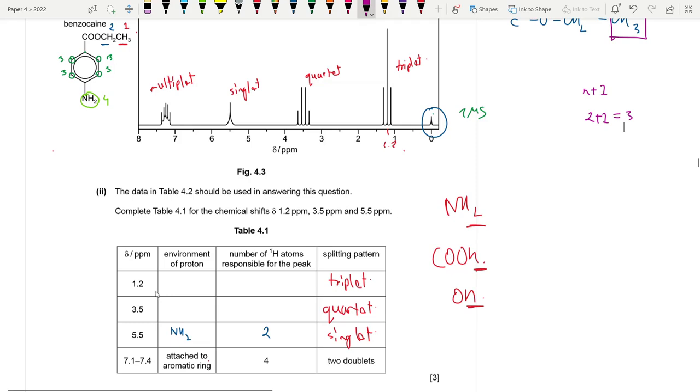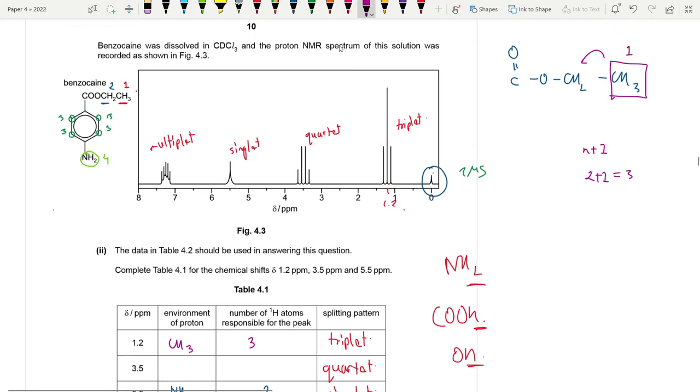It's at 1.1, right? So this environment is the alkyl group, and the number of protons responsible is 3. What about this CH2 over here? Look at the adjacent carbon. How many protons does it have? It's 3, right? So 3 plus 1 is equal to 4. So we're getting a quartet.